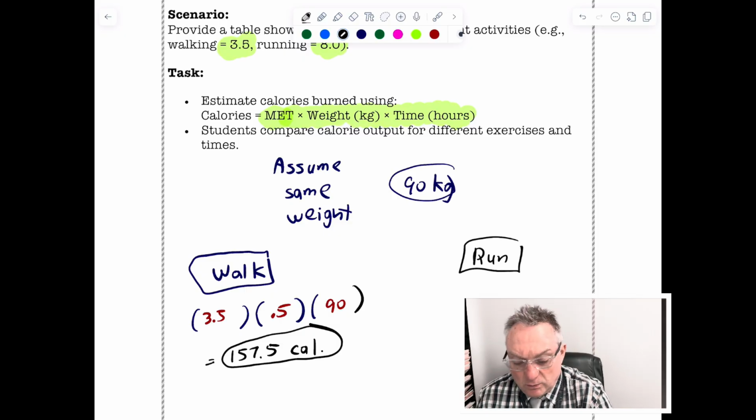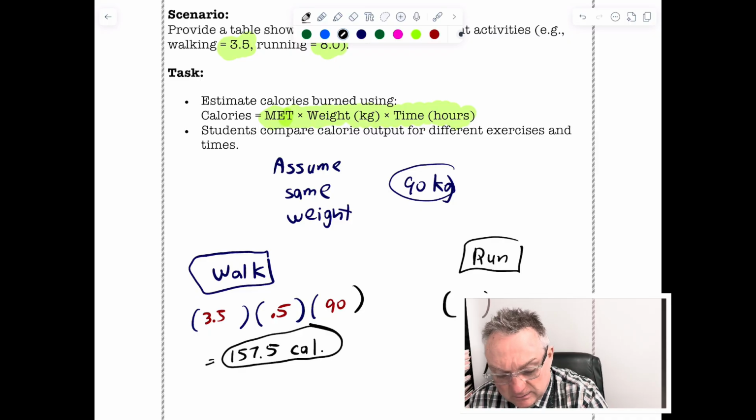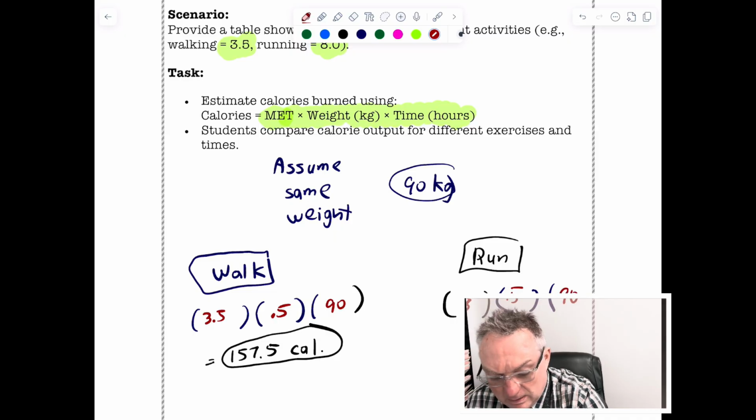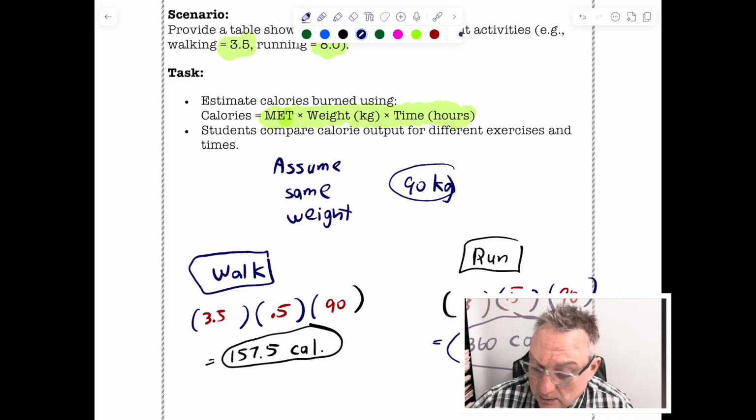What if I decide to run? Well, that metabolic rate we said was 8. So I've got 8 times the half hour times my 90 kilograms. And that comes out to about 360 calories. So, more than double when you run. Okay? So if you want to compare and you're trying to optimize your calorie burning, you can use some little formulas like that.